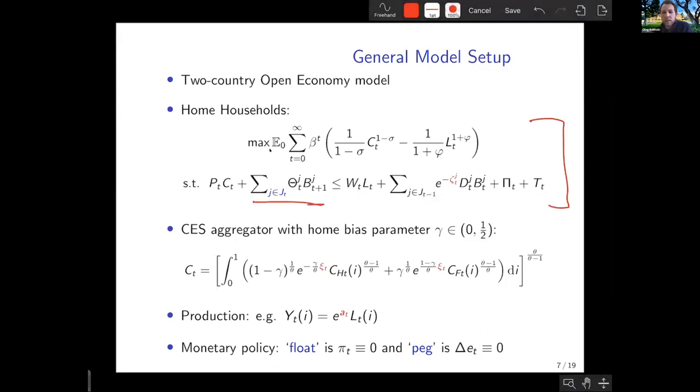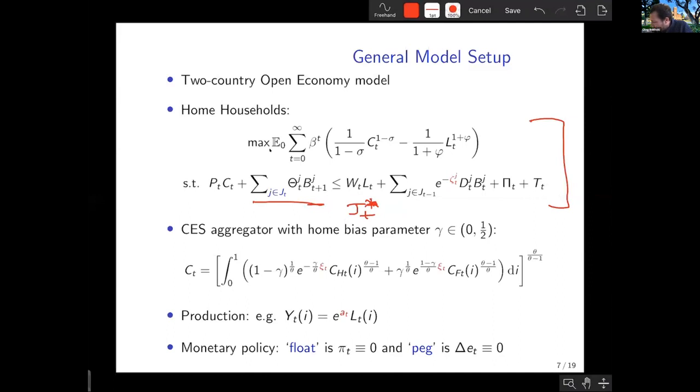It's a two-country model, so there would be home households and foreign households. And the question is to what extent they can exchange different assets. How much can they trade different types of assets? Home households will have set J, foreign households will have set J star. And the question is, what are the assets and the intersection of that set?